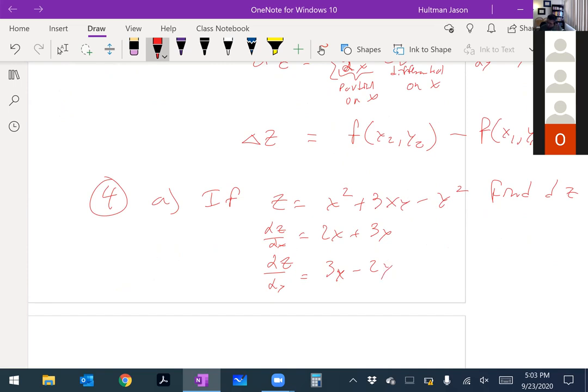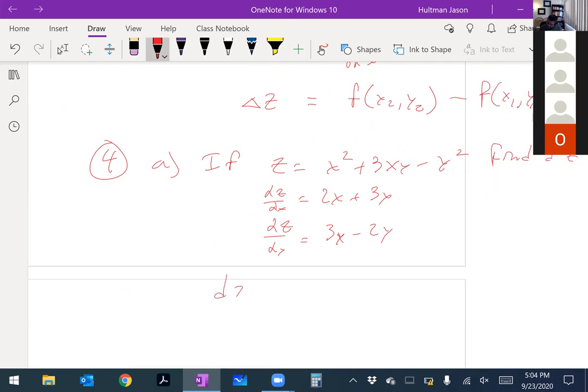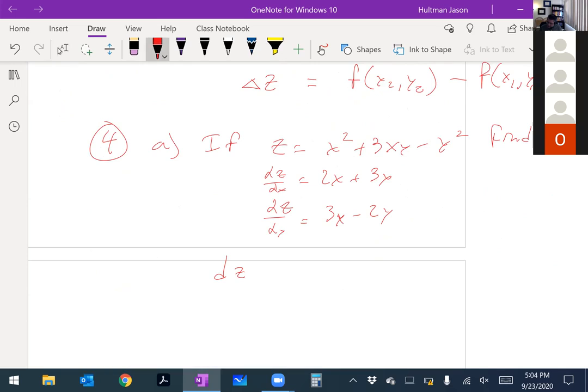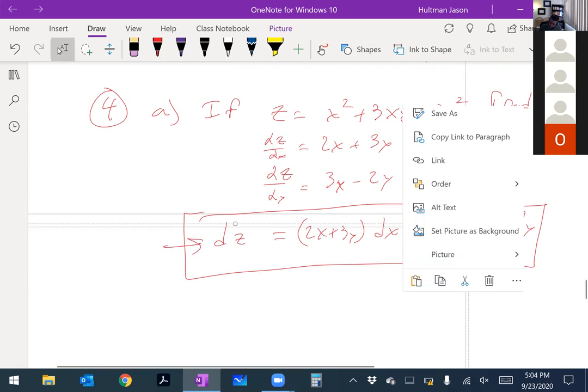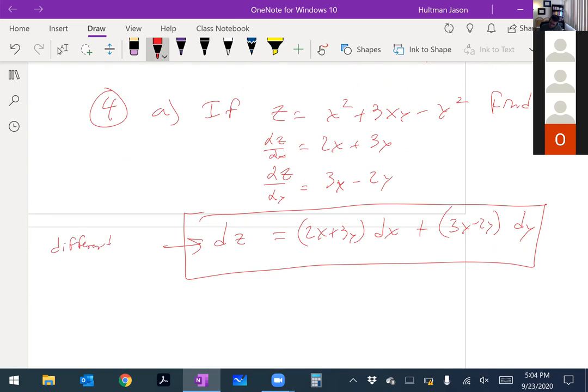And so they're saying that dz, the differential with respect to z, is equal to the partial on x, dx, plus the partial on y, dy. So that is the differential of z.